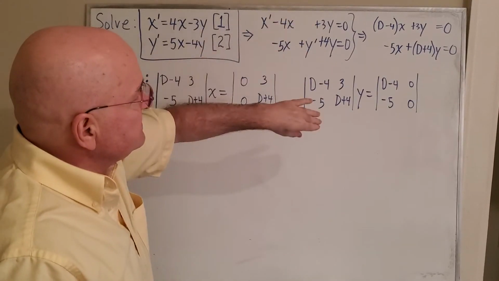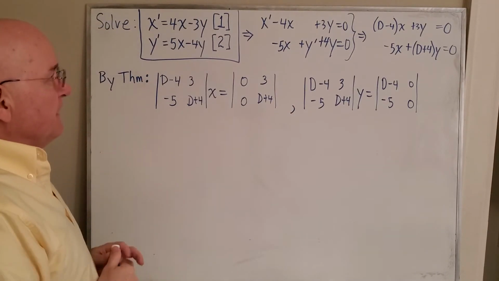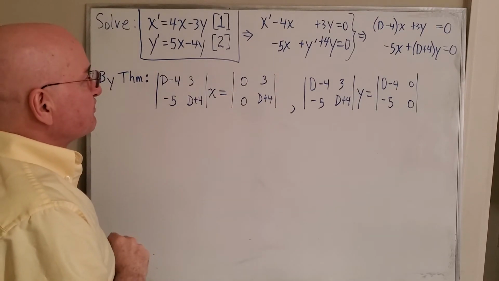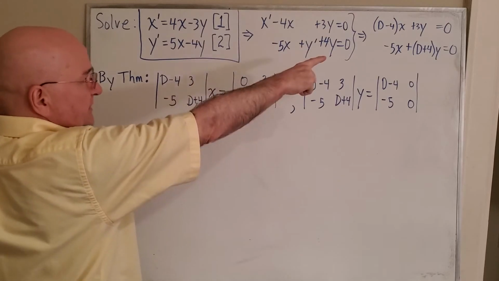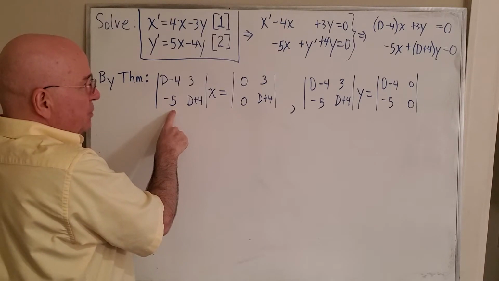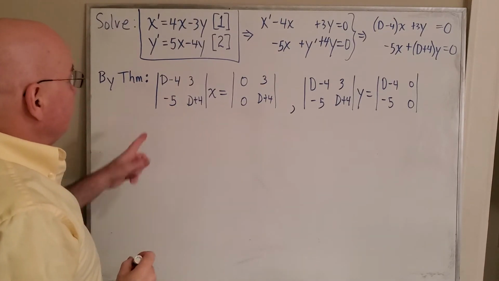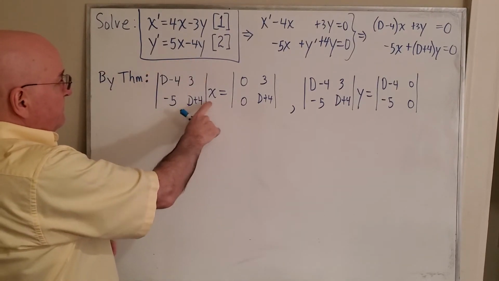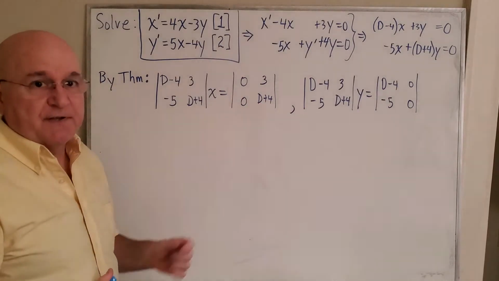That's how we get the x's lined up and the y's lined up, and we can make a matrix out of it. Notice we took the coefficients of the x's and y's, and we put D minus 4, 3, that came from the first equation. And then the second one, we get negative 5, coefficient of the x, and then D plus 4, the coefficient of the y. And the theorem tells us that this determinant applied to x is equal to this determinant.